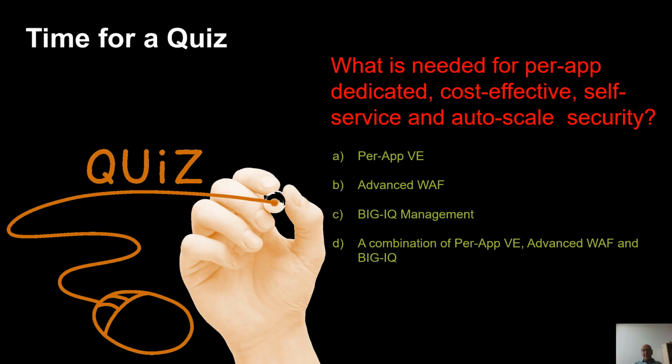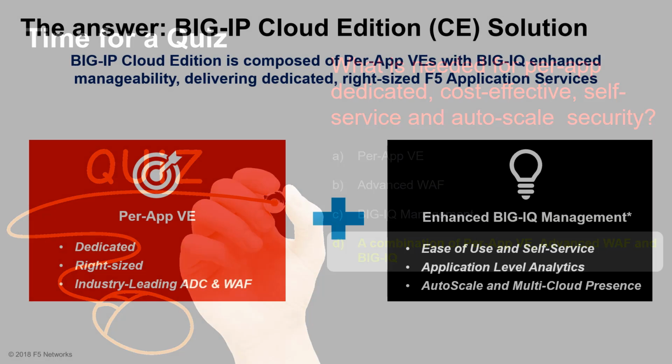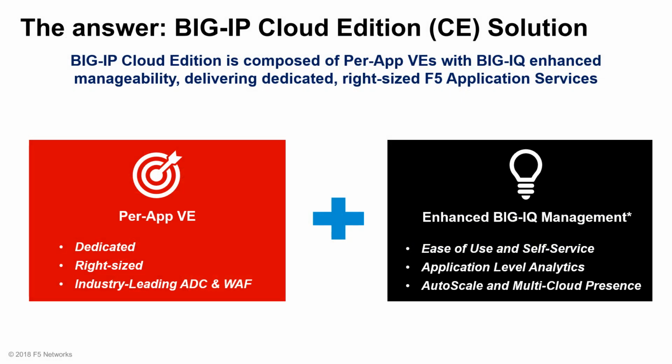And to really have the effectiveness of the combination of all the needs, the combination of the solutions is of course the correct answer. And the great news is that we now have a product that combines these. The answer is BIG-IP Cloud Edition, because BIG-IP Cloud Edition is per application VE, and on top of this VE you can run Advanced WAF, and Cloud Edition is actually a combination of per application VE with enhanced BIG-IQ management.